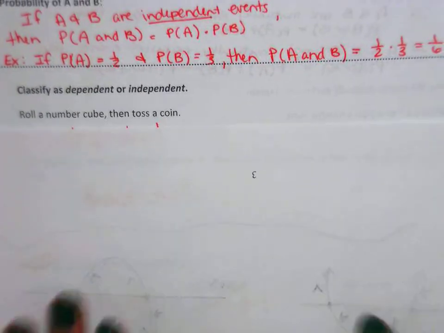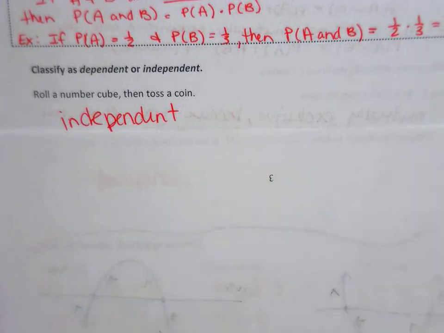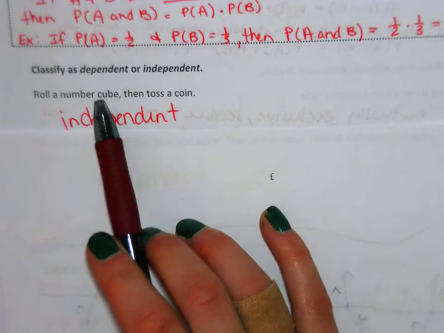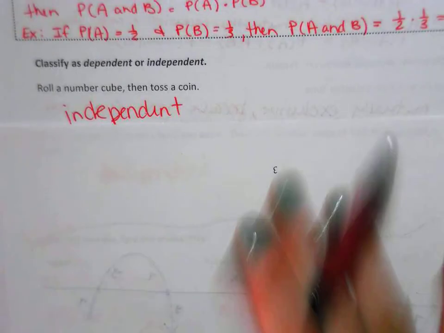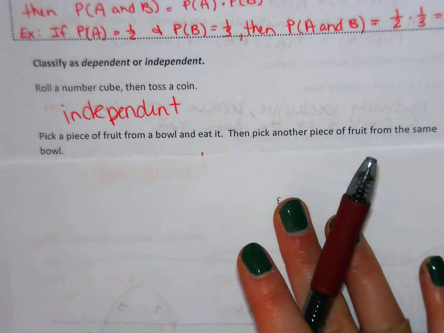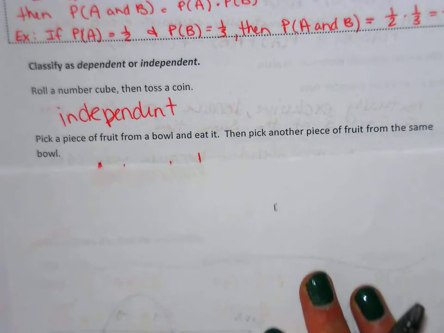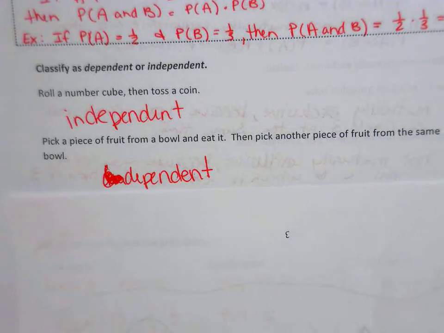So let's find the probability of rolling a number cube, then tossing a coin. We know those are independent because rolling a number cube will not affect what we get when we toss a coin. So if we pick a piece of fruit from a bowl and we eat it, then we pick another piece of fruit from the same bowl, that will be dependent, because when we ate the first piece, that affects the outcome of what we will pick the second time, because we don't have the same amount of fruit anymore.